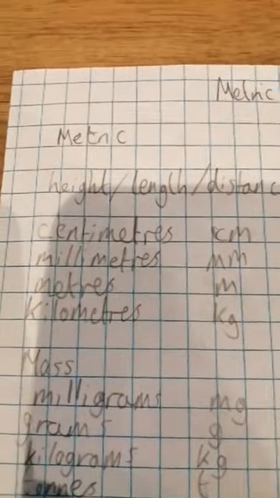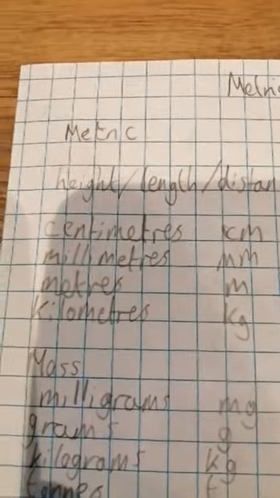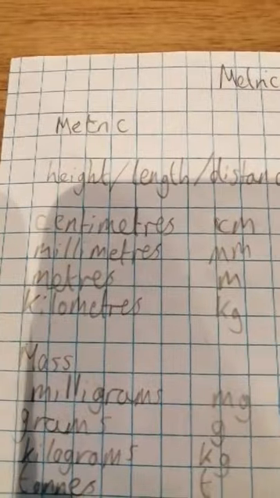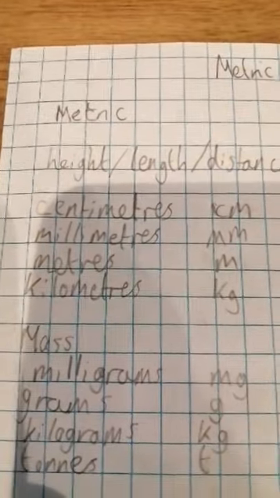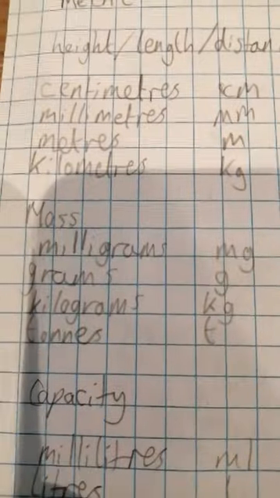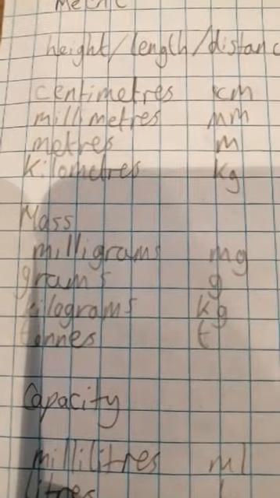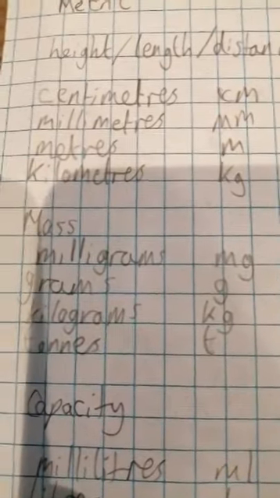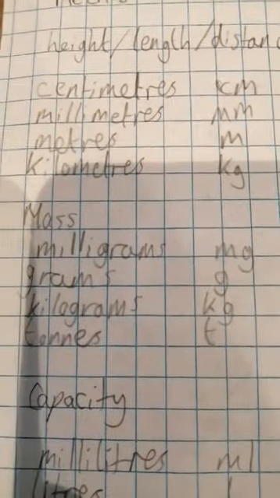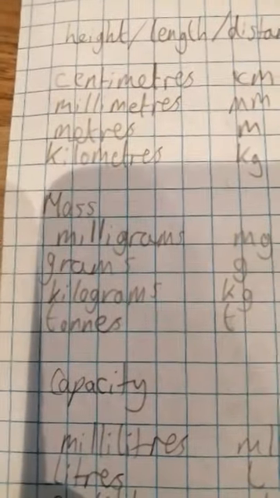So for example, there are 10 millimetres in one centimetre, 100 centimetres in 1 metre, 1,000 metres in 1 kilometre. Mass, so there are milligrams, a really small amount of mass, 1,000 milligrams in 1 gram, 1,000 grams in 1 kilogram, 1,000 kilograms in 1 tonne. There is also imperial tonne, we'll go back to that in a bit.